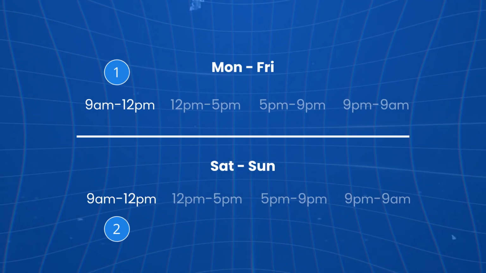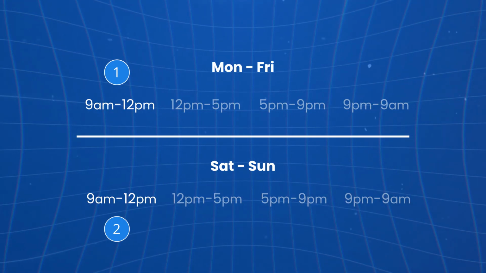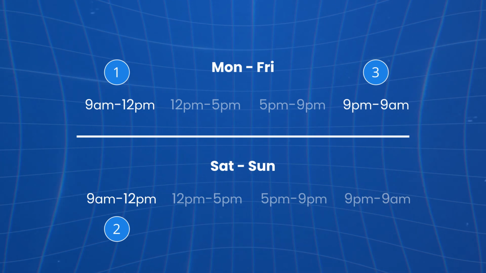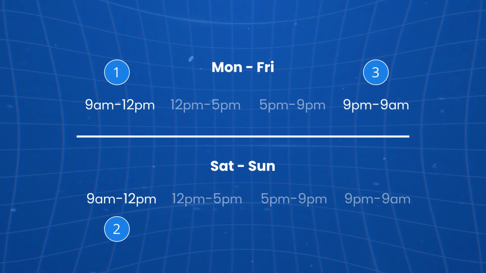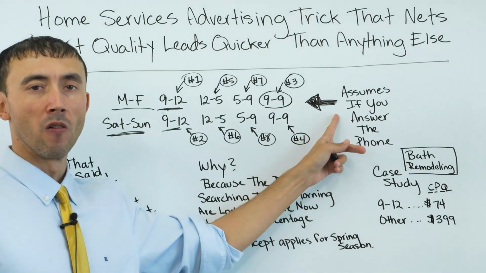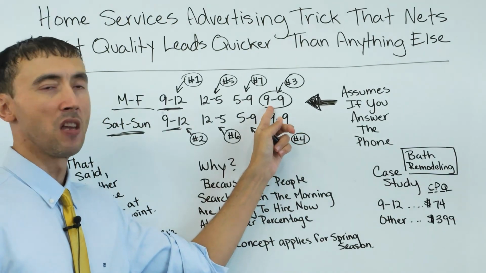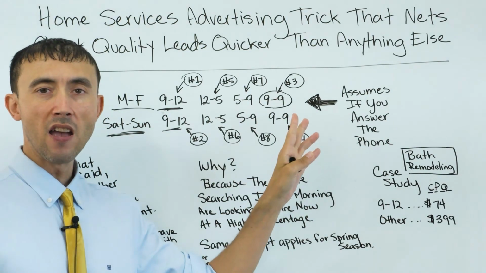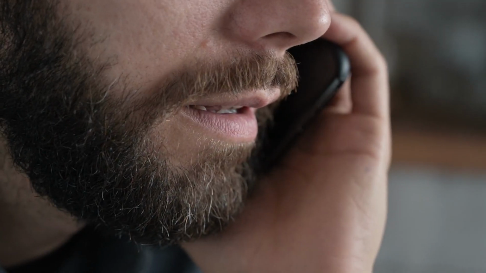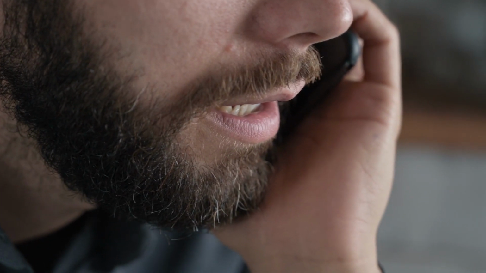The third most serious leads that you're going to get are 9 p.m. to 9 a.m. Monday through Friday. Assuming, here's the big if though, that you answer the phone 24 hours a day, this is going to be your most serious leads. Why? Because you don't call a home services company at 3 a.m. because you're messing around, very often.